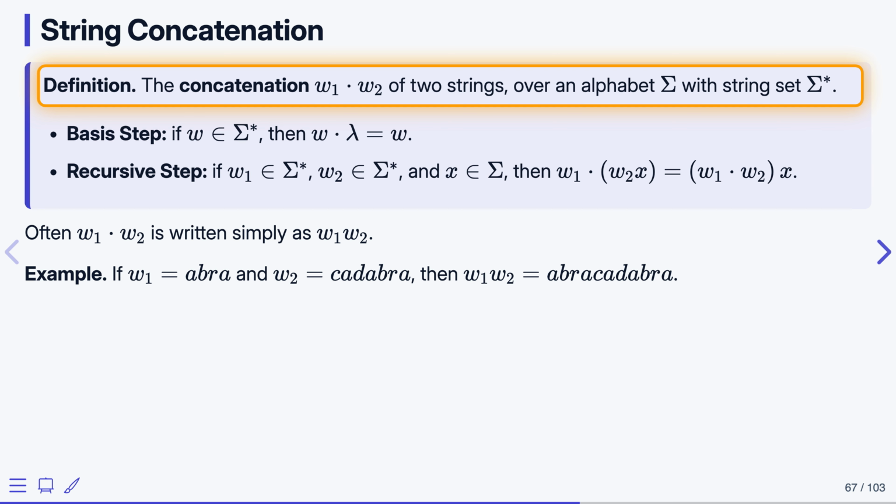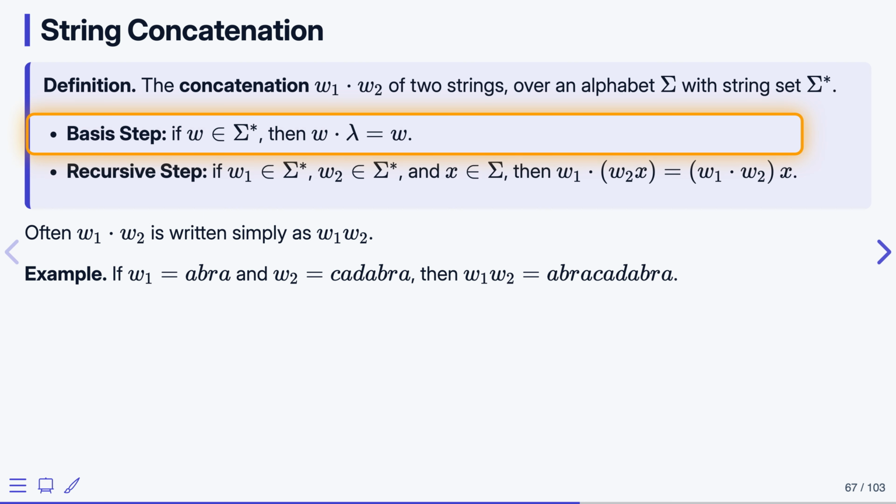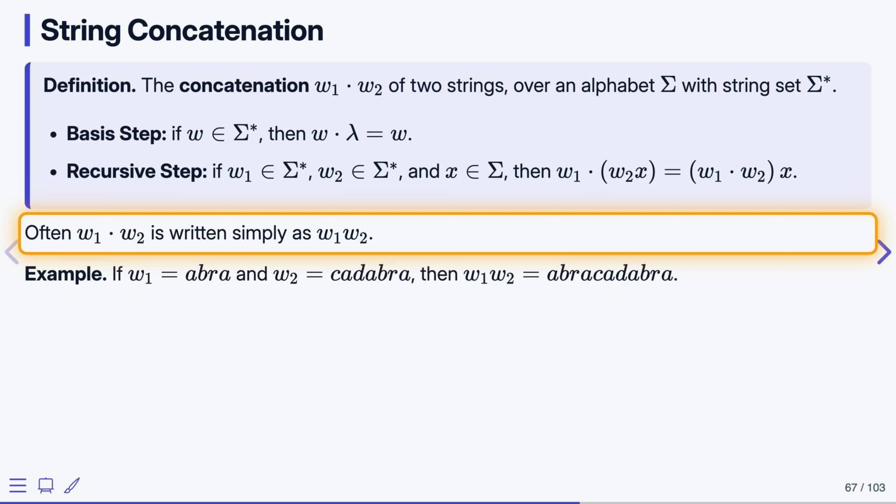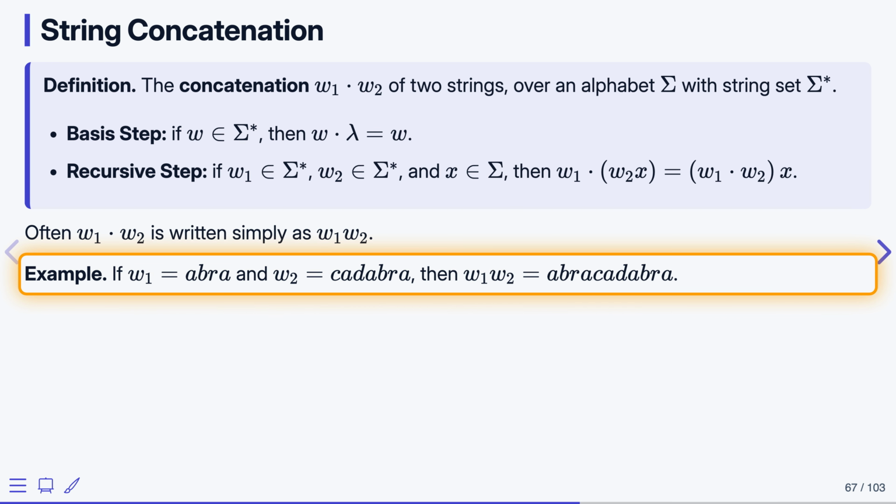Concatenation joins two strings into one. We write it with a dot. The basis says joining any string W with the empty string gives back W. The recursive step handles a longer second string. If the second string ends in the symbol X, join the front parts first, then add X at the end. We usually drop the dot and just write the two strings side by side. For example, Abra joined with cadabra gives abracadabra.